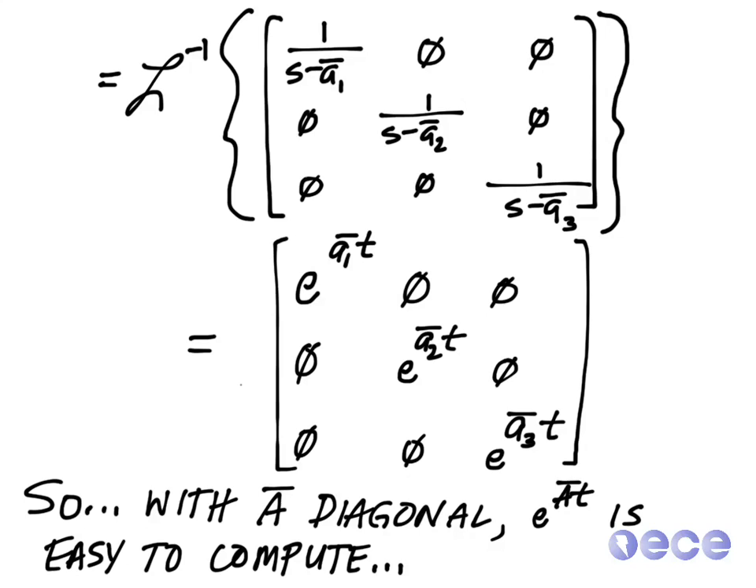But that doesn't help us, because we still have e to the at, and e to the at was a pain. So we want to come up with some way to calculate e to the a bar t that will give us the same answer that e to the at gave us. So this is going to take a little bit of an intuitive leap. How can we make that happen?